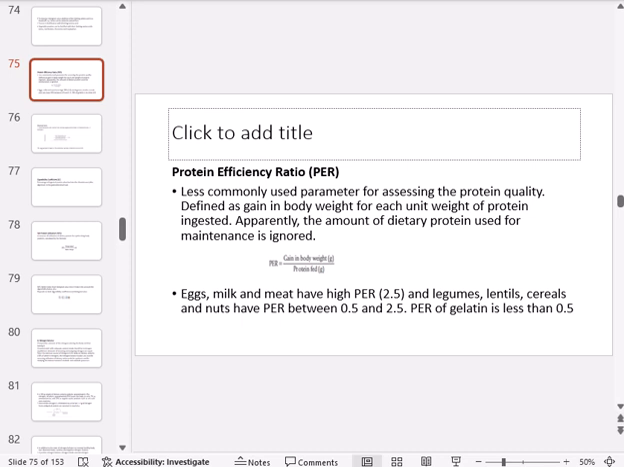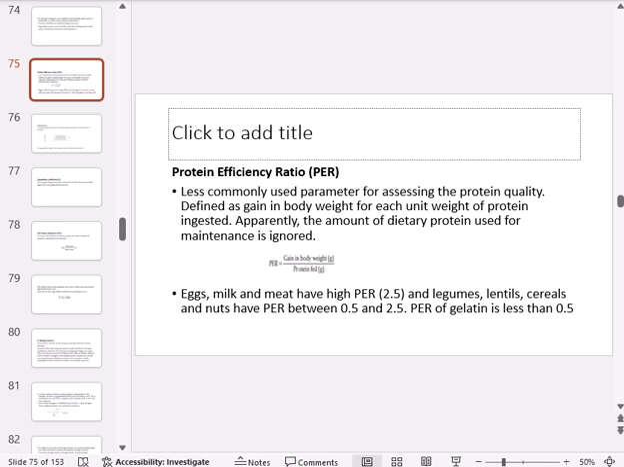This is where we see that the amount of dietary protein used for maintenance is ignored, and you're just going to look at the portion that is in charge of the growth, the gaining of the body. So this is where we can use that formula that says protein efficiency ratio is equal to gain in body weight over the protein's weight, since by definition it is the gain in body weight for each unit weight of protein ingested.